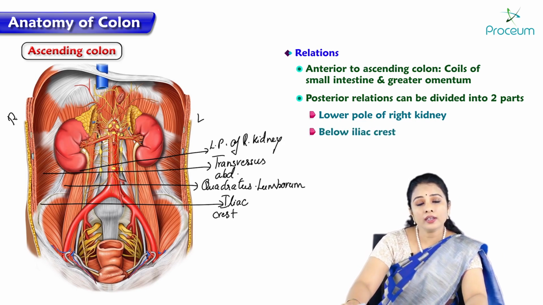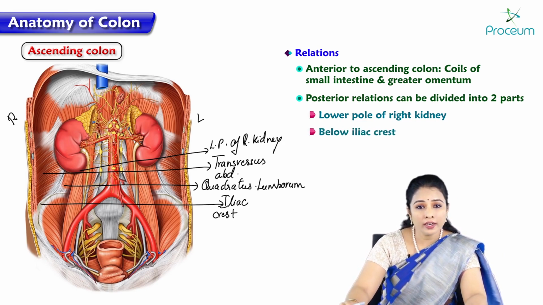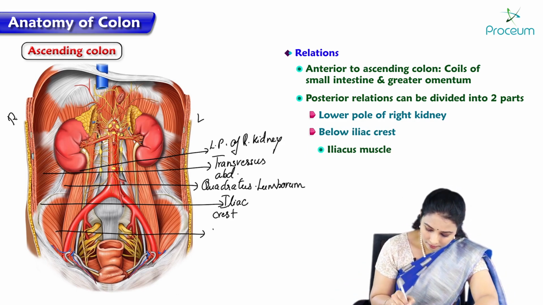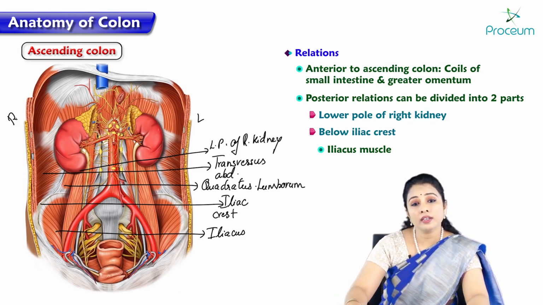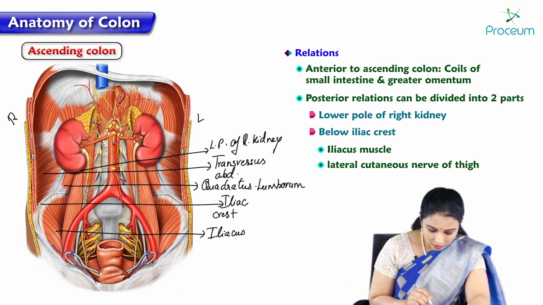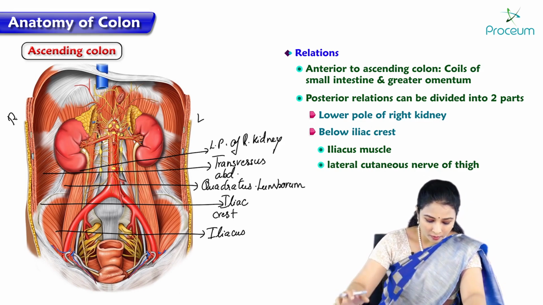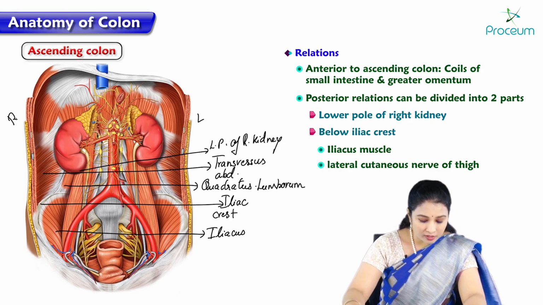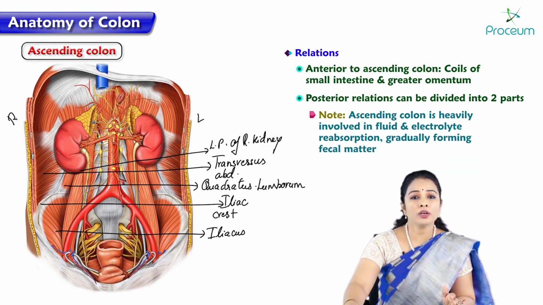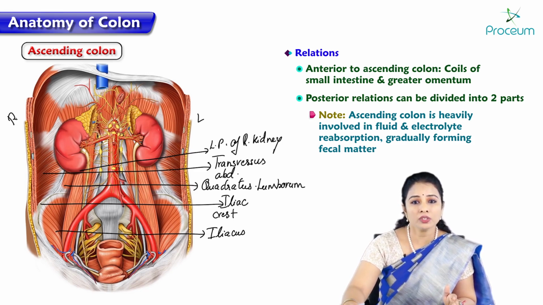And below the iliac crest, the ascending colon is related to the iliacus muscle. And it is related to the lateral cutaneous nerve of thigh, and these are the posterior relations. The lateral cutaneous nerve of thigh is also not demonstrated here, which is a direct branch from the lumbosacral plexus. The ascending colon is heavily involved in fluid and electrolyte reabsorption and gradually forming fecal matter.